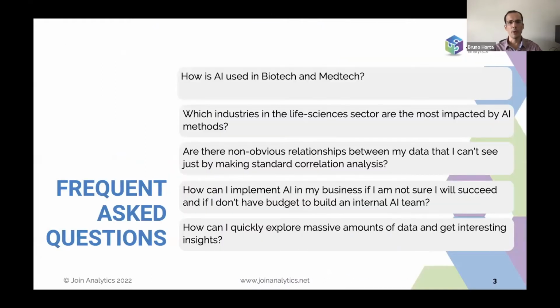And frequently people come to us with questions such as these: for example, how is AI used in biotech and medtech? Which industries in the life science sector are the most impacted by AI methods? Are there any obvious relationships between my data that I can't see just by making standard correlation analysis? How can I implement AI in my business if I'm not sure I will succeed, and if I don't have budget to build an internal AI team? How can I quickly explore massive amounts of data and get interesting insights? And other questions. I hope that I will give you some hints towards answering those questions over this presentation.